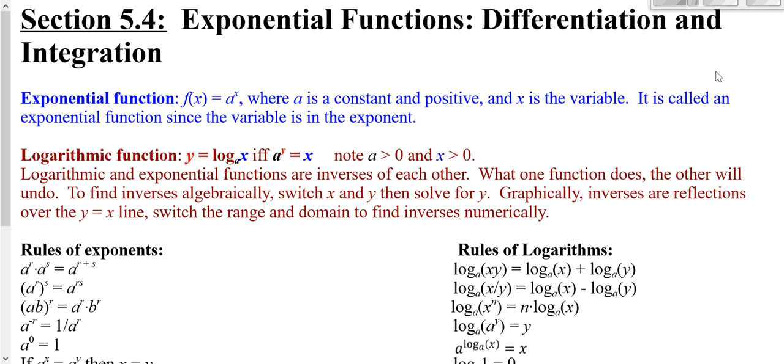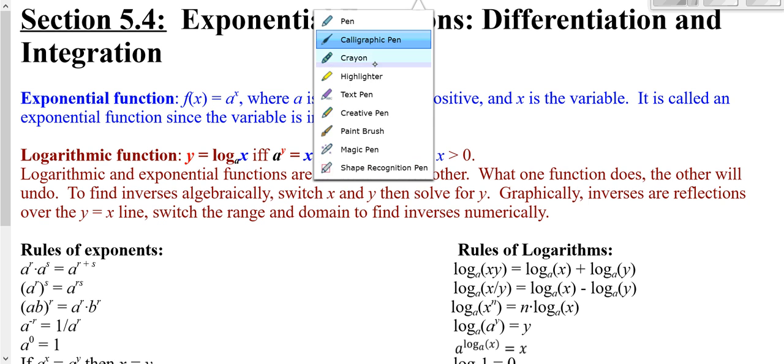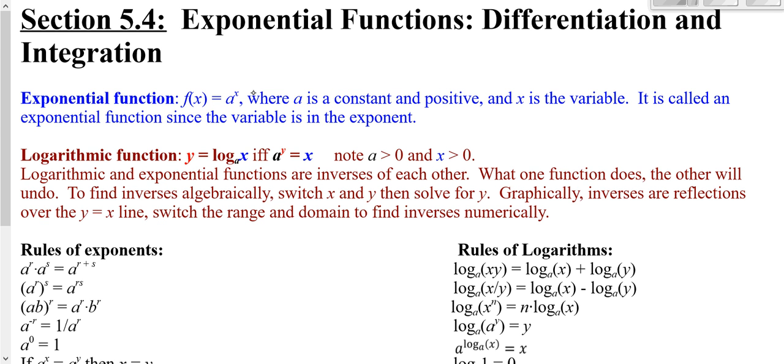We're going to go ahead and review some log and exponential stuff, and then we'll be getting into taking the derivatives of exponential functions and doing some integration. So remember, an exponential function is a function where your variable x, or whatever variable you happen to be dealing with, is in the exponent. So it's a number raised to a power of x.